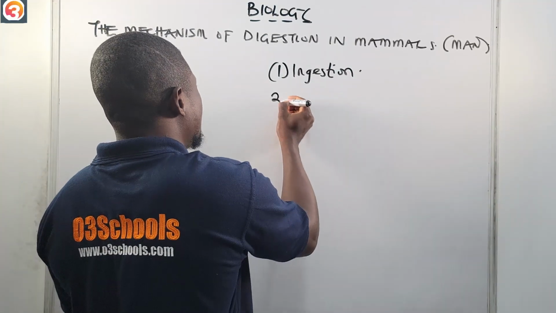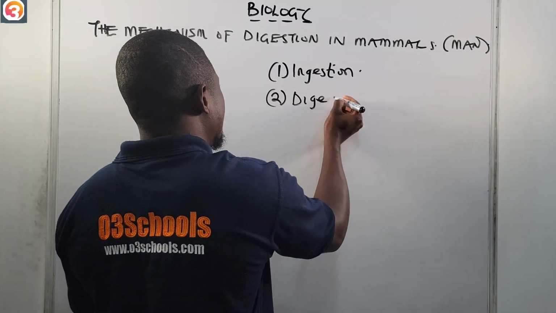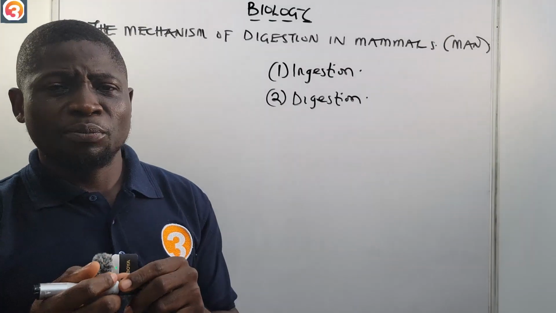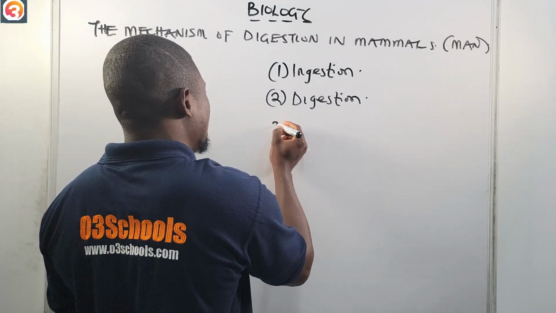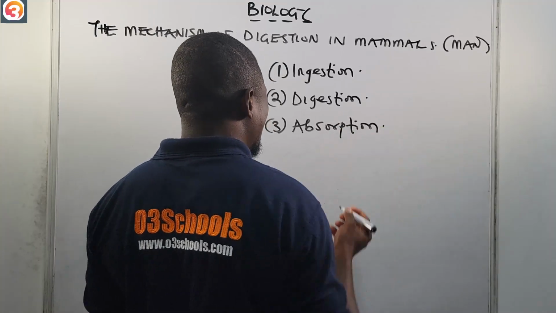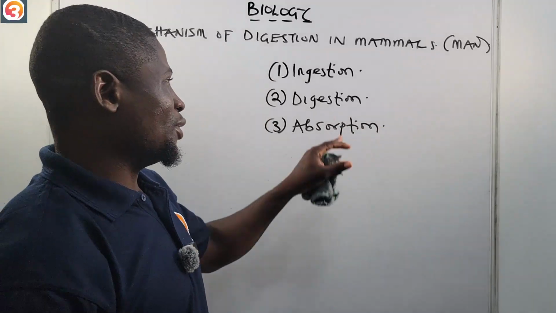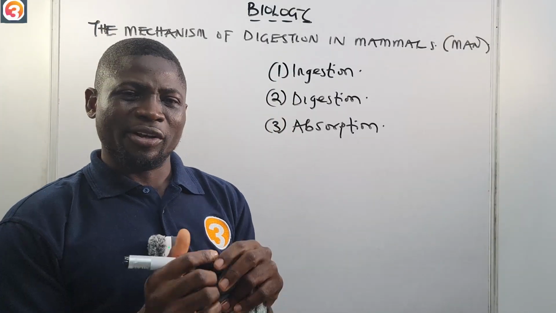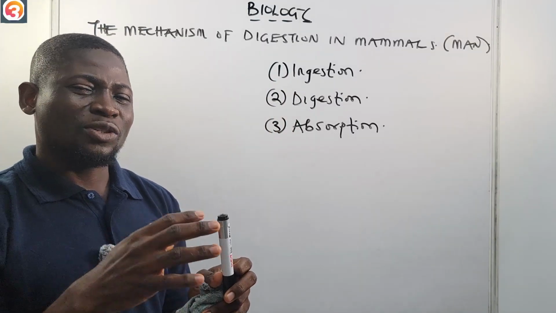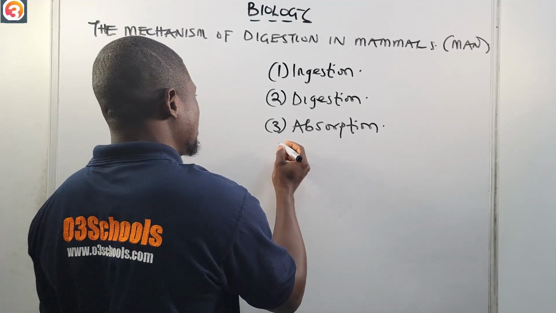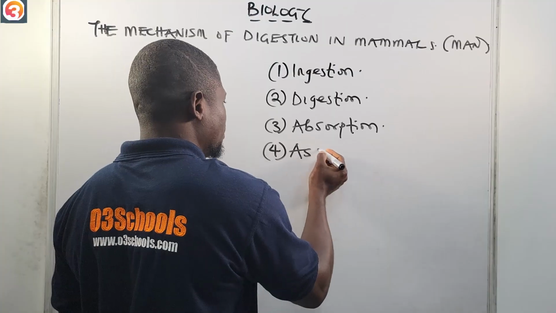Then the digestion process begins. After the digestion process, we'll talk about number 3, the absorption process. That is the uptake of the nutrients obtained through digestion into the bloodstream or blood vessels, so that the blood vessels can transport them to different parts of the body. Then what? Assimilation.